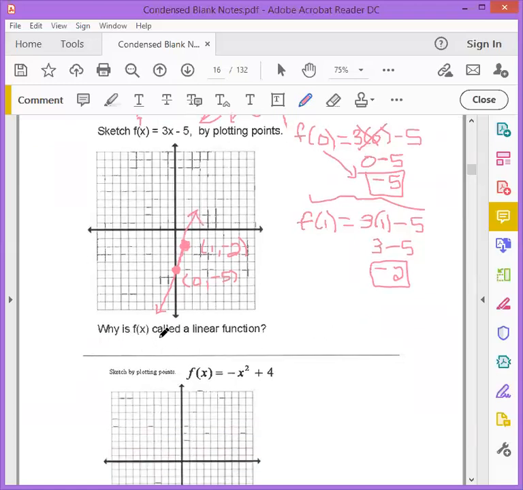Why is f of x called a linear function? Linear, just like it sounds. This is a linear function because the graph creates a line. Because the graph is a line.